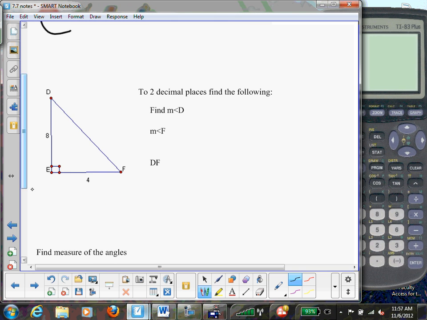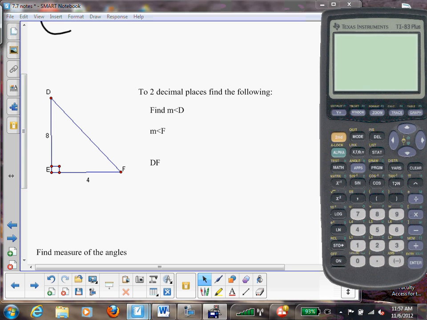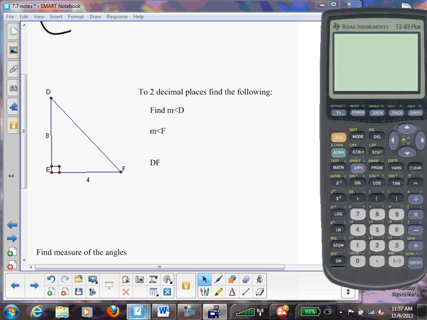All right, so here's an example. I want you to find the measure of angle D and the measure of angle F, and then segment DF, also known as the hypotenuse, to two decimal places. It really makes no difference if I find angle D or angle F. Let's say, because I wrote it first, that we find angle D first.